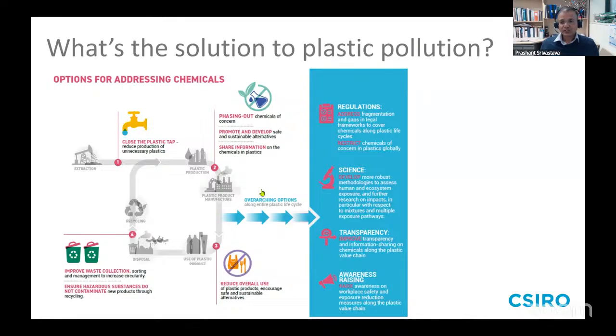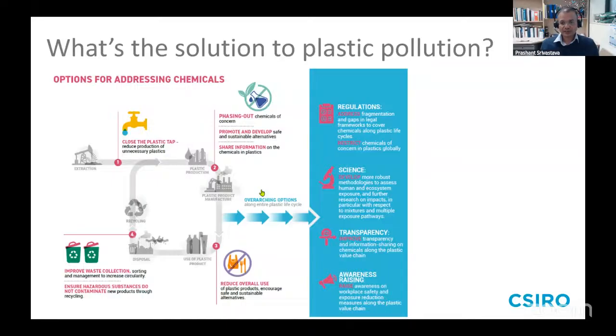Number four, strengthen policy, science, and transparency. We need clearer regulations, more investment in research, and tools like digital product passports to track plastic content and recyclability. Everyone, from manufacturers to consumers, must have access to this information to make informed choices. Number five, raise awareness. Clear labeling, public education, and behavioral change are the key to helping people reduce, reuse, and recycle more effectively.